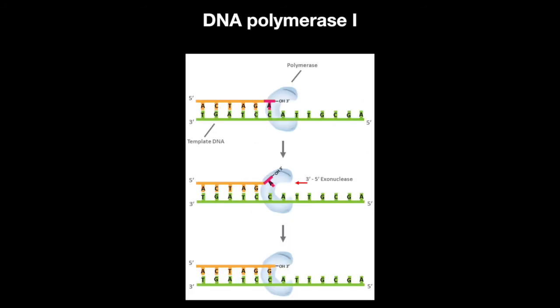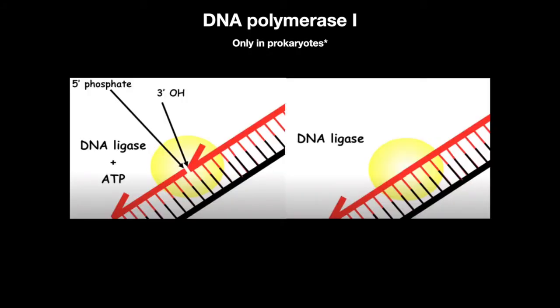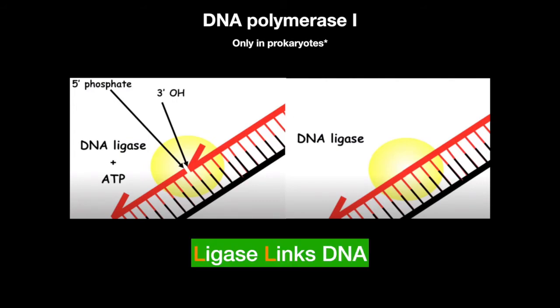DNA polymerase 1 is only in prokaryotes. This enzyme degrades the RNA primer in the 5' to 3' direction, using its exonuclease activity. Then it replaces the primer with DNA. DNA ligase 1 joins DNA fragments in the lagging strand by the formation of a phosphodiester bond. Remember that ligase links DNA.